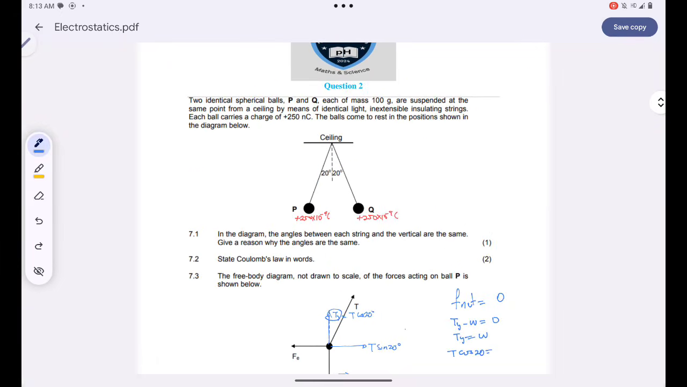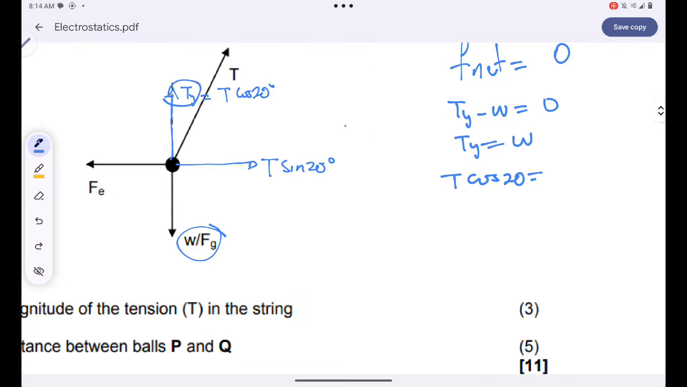Remember that you are given the mass of each ball, right? The mass of each ball is 100 grams, which will be 0.1 kilograms. In physics, guys, we must always write our mass in kgs. So just take the 100 divided by 1000, you'll simply get 0.1. And then the gravitational acceleration is simply 9.8.